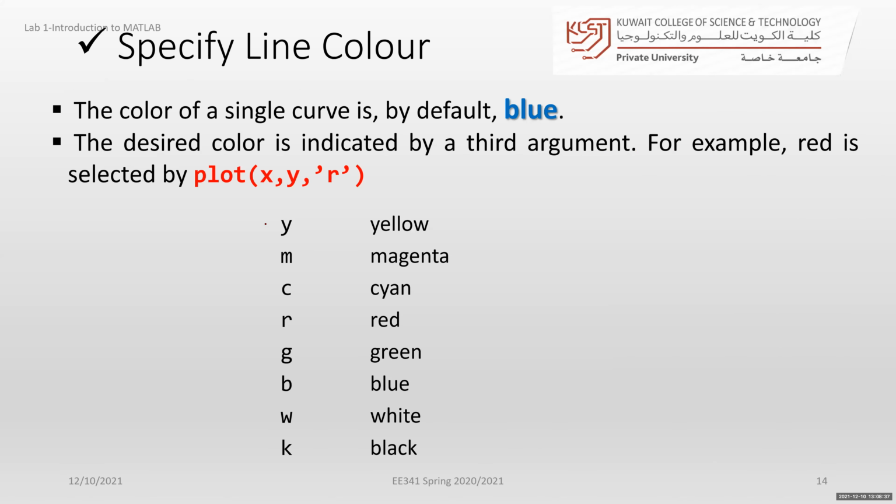Then you can plot in different colors. You write plot x, y, and then you define the color here. If you write y, the output waveform will be yellow. You have to write k in order to get a black output waveform. The default color is blue: if you don't write anything, it will give you blue.